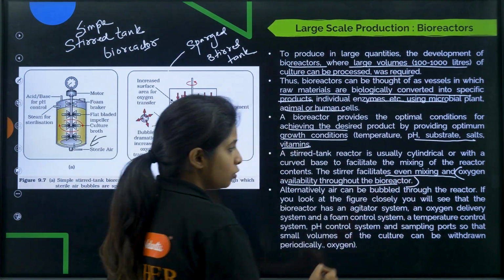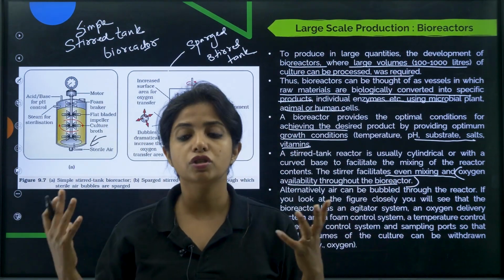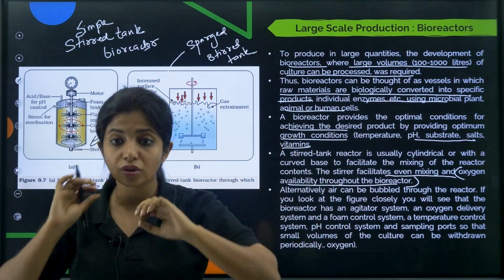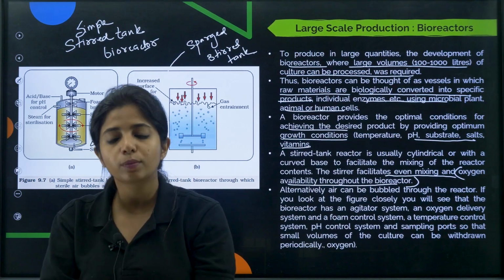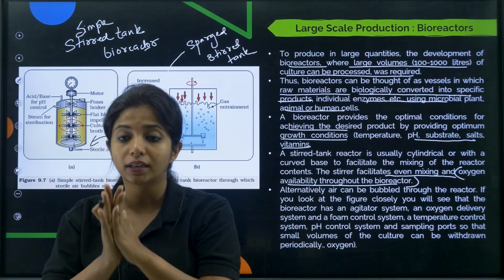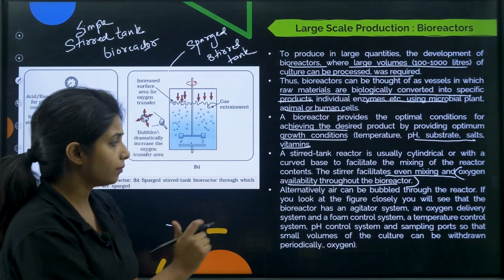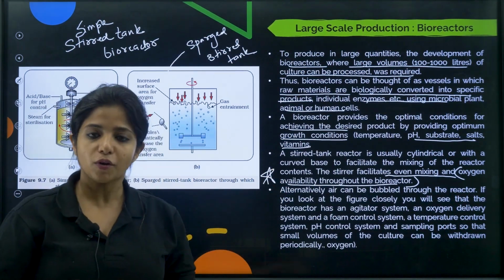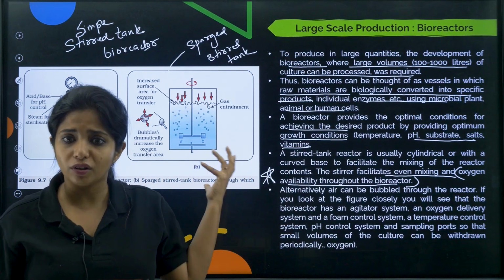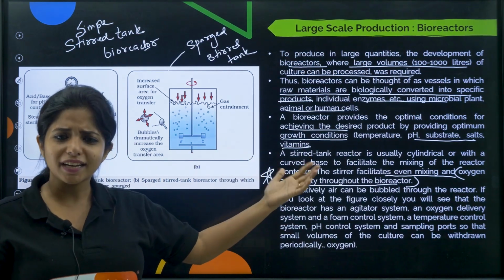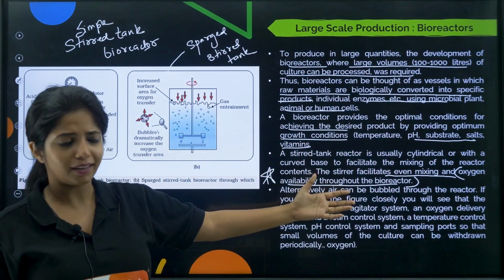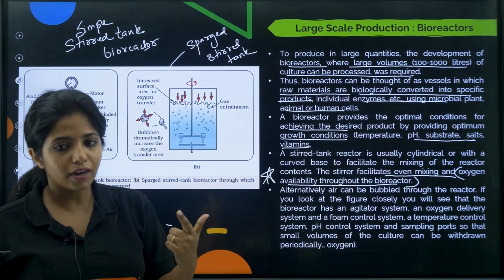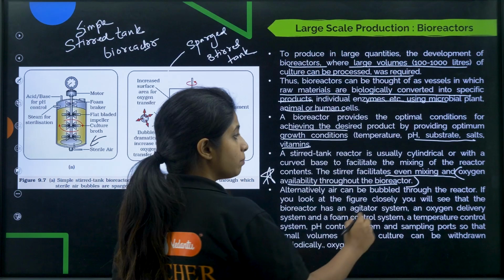Now this is a question that people usually get confused about. Is it just for mixing of nutrients and stuff like that? No, it is not just for mixing nutrients, but also for the availability of oxygen, and that is the most important task of a stirrer. This has come, and I am not joking. Everyone could get confused with this, because you have so many uses of the stirrer. But still, NEET has asked, and that's why I am stressing on it again and again. Now alternatively, air can be bubbled through the reactor.